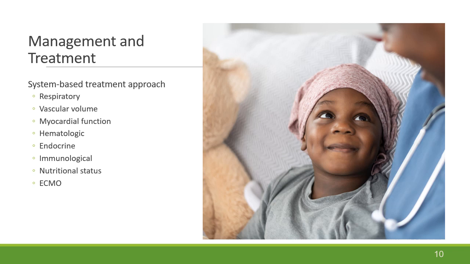Hydrocortisone has glucocorticoid and mineralocorticoid effects and should be given at either a stress dose of 2 milligrams per kilogram per day or a shock dose of 50 milligrams per kilogram per day during acute episodes of shock. Electrolyte abnormalities are also common in the PICU, and following their values closely is important.